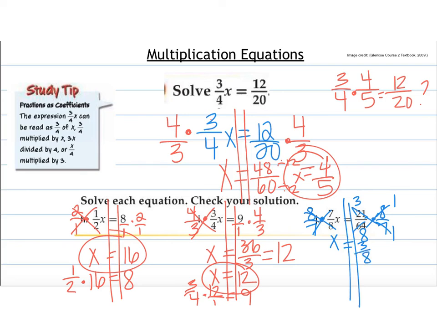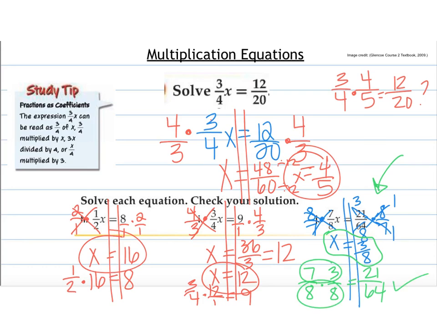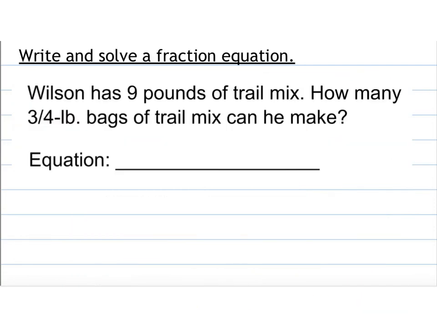So there's my answer that I got. And if that confused you, what I just did right there, then just do your multiplying out and simplify it. But I have x equals 3/8, and I'm only circling it so you can see it. So 7/8 times 3/8 equals 21/64, and I know 7 times 3 is 21, 8 times 8 is 64, so that works. Last problem. Wilson has 9 pounds of trail mix.